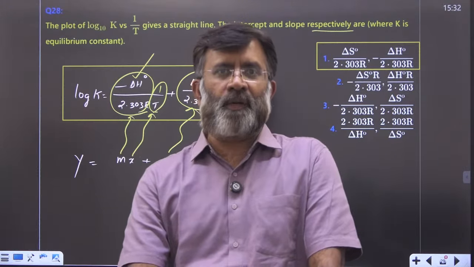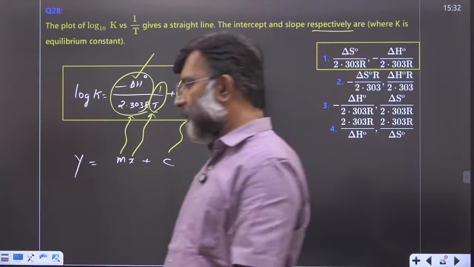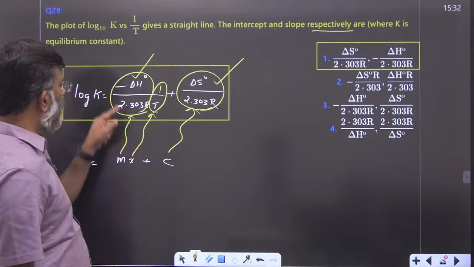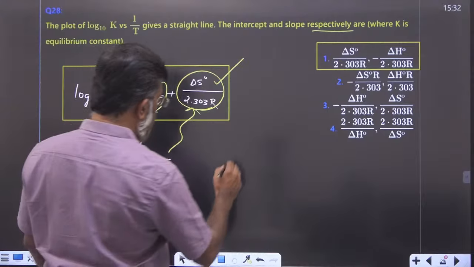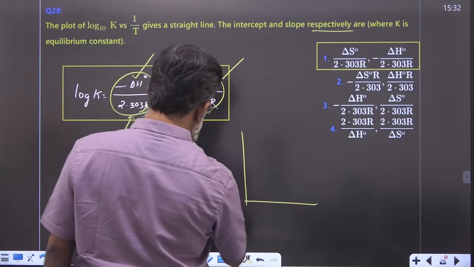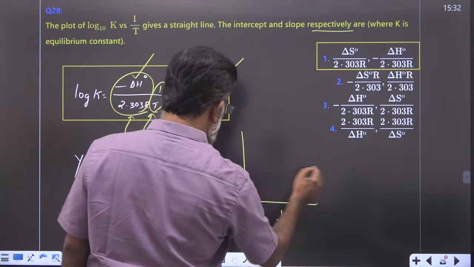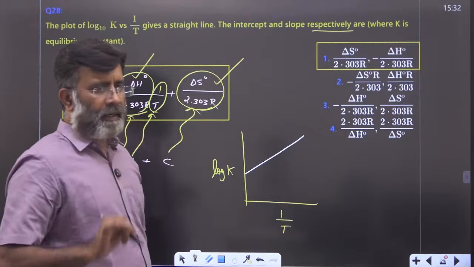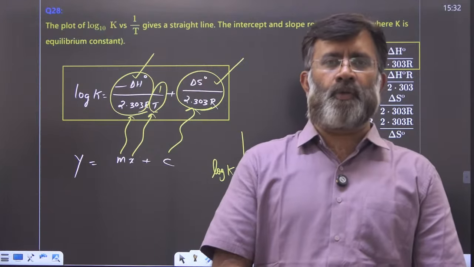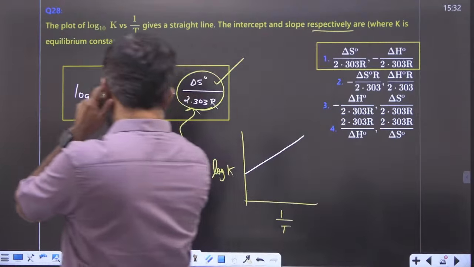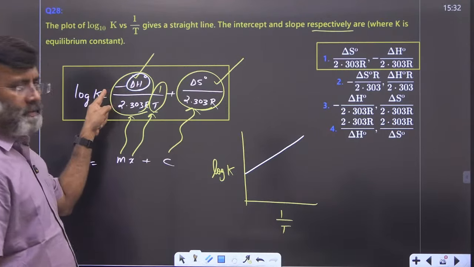For an exothermic reaction, what will be the graph? Suppose it is an exothermic reaction, delta H will be minus, minus of minus will become plus, and the graph will be like this. Log k versus 1 by T, the graph will look like this. This is the graph for an exothermic reaction.